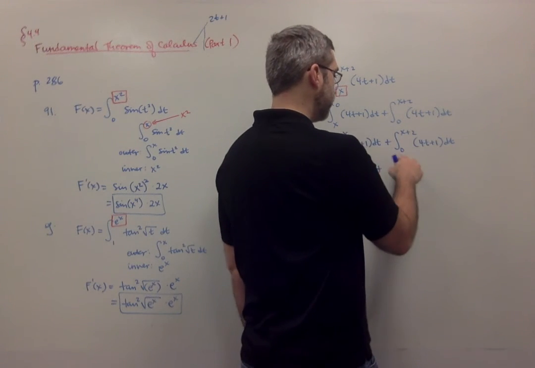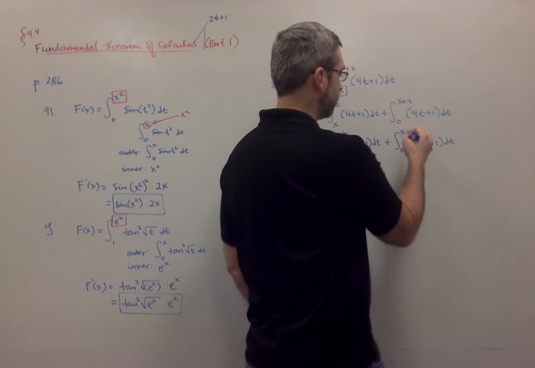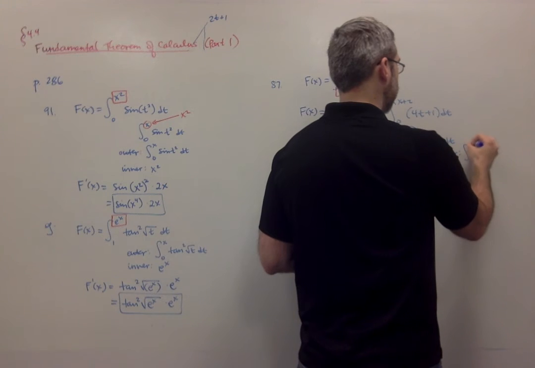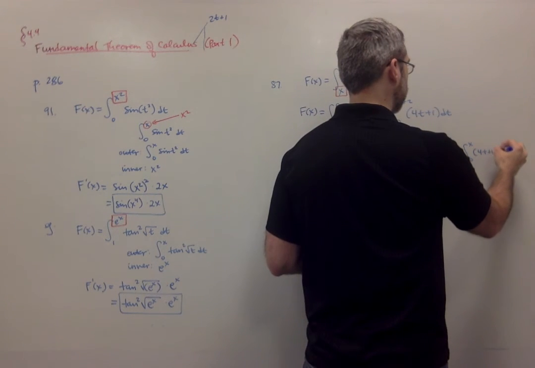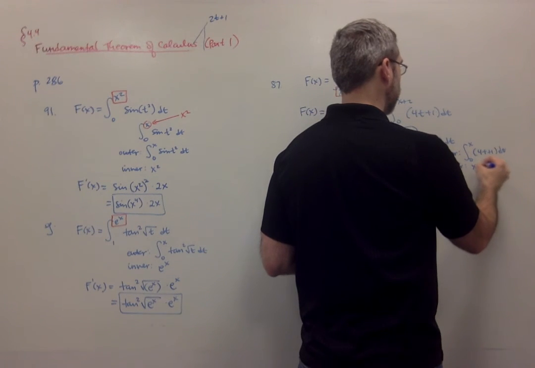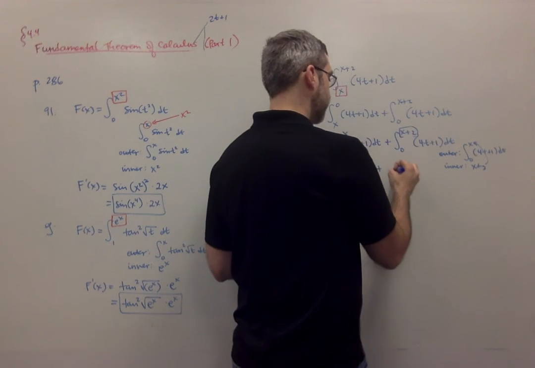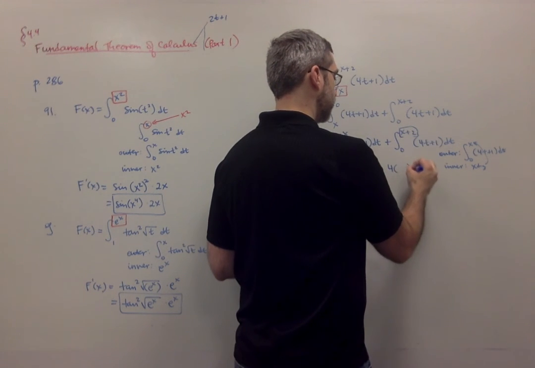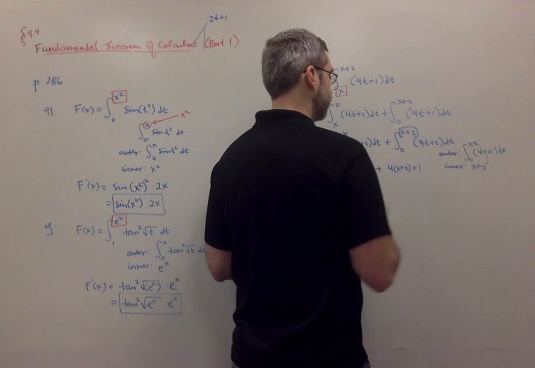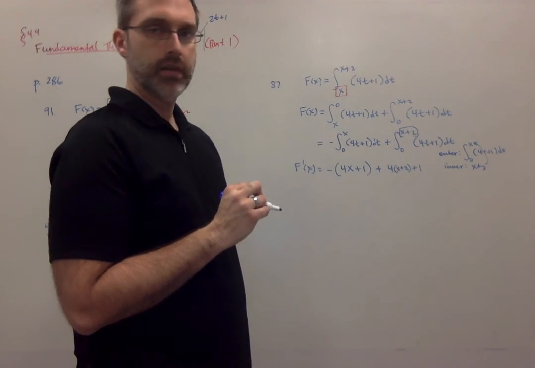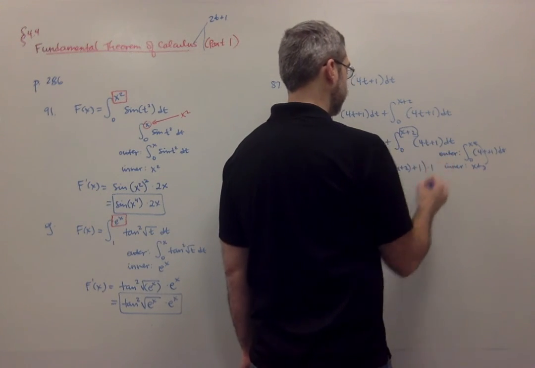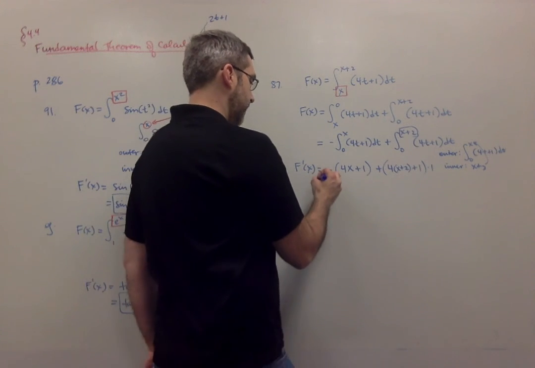Plus, now I'm going to do this one, but instead of going from 0 to x, it's 0 to x plus 2. So I actually have an outer function here that's from 0 to x, and then an inner function that is x plus 2 stuck in there, right? So what I'm going to do is derivative of the outer, 4x plus 1, plug in the inner, x plus 2, and then times the derivative of the inner, but the derivative of the inner is just 1. So that is my derivative here.